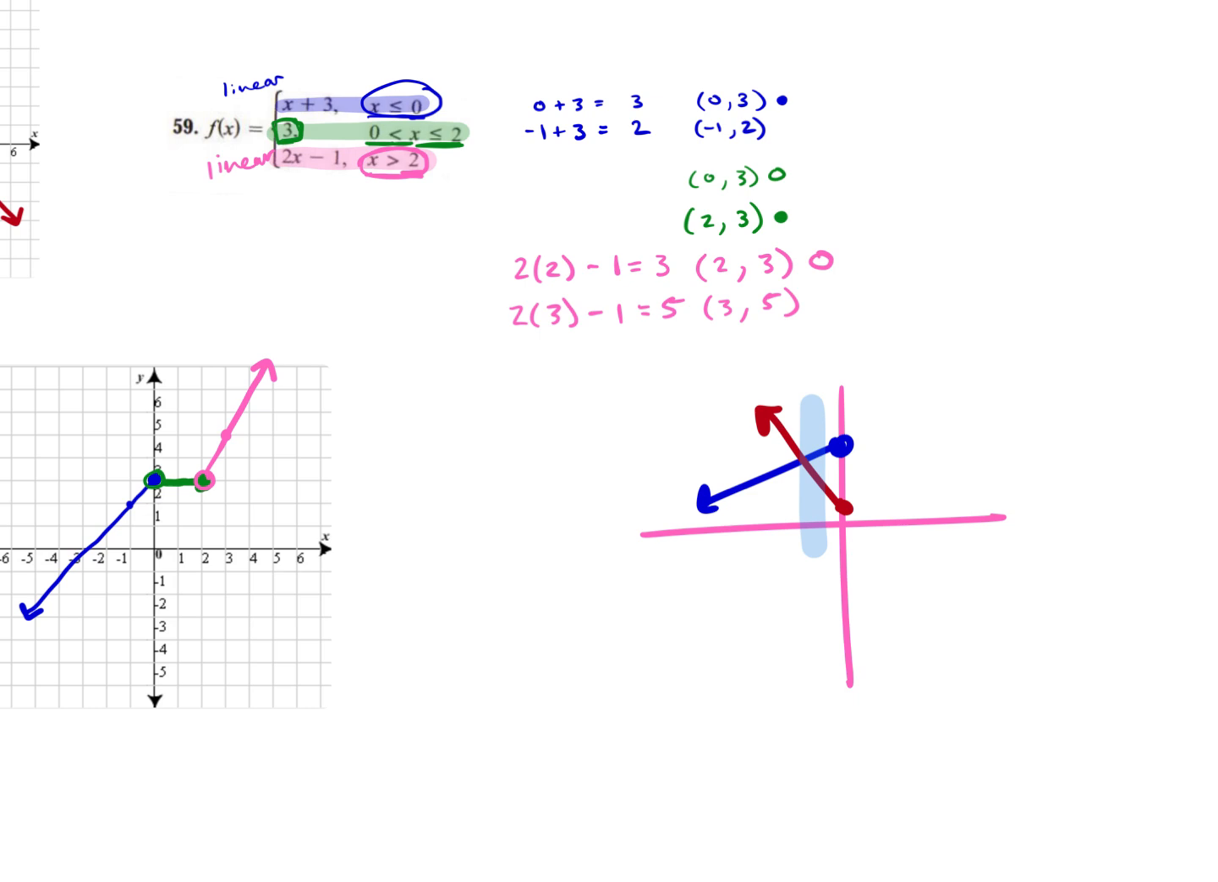So all of these are going to pass the vertical line test. That's one way you can check your work to see if you did something wrong. If your lines are going the same direction, you probably did something wrong.